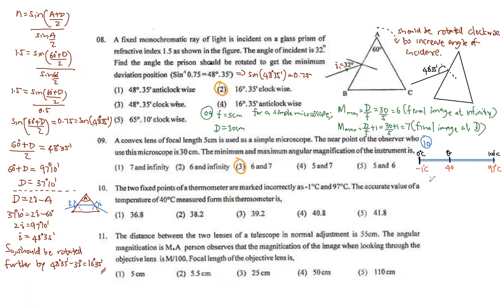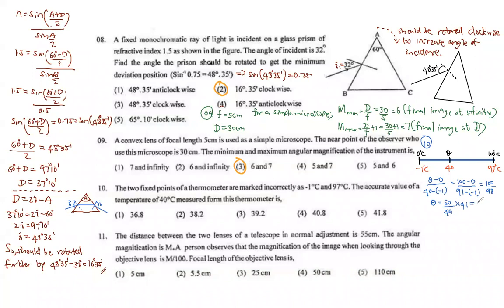The equation is going to be theta minus 0 over 40 minus minus 1. Correct? Theta minus 0, and the one corresponding here is 40 minus minus 1, equal to 100 minus 0 over 97 minus minus 1. That is what I'm getting. So this can be written as 100 over 98, and theta is equal to 100 over 98 into 40 plus 1, that is 41. And did anyone find the answer here, people?